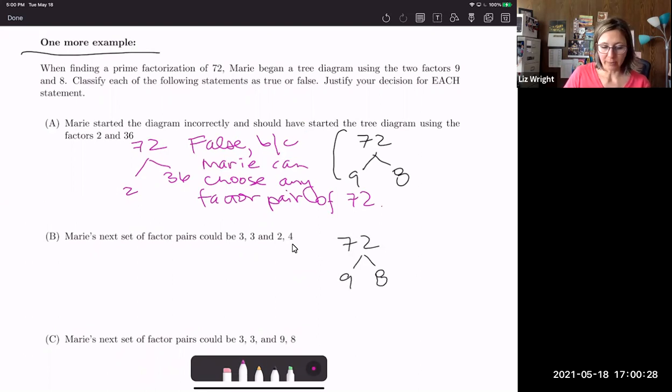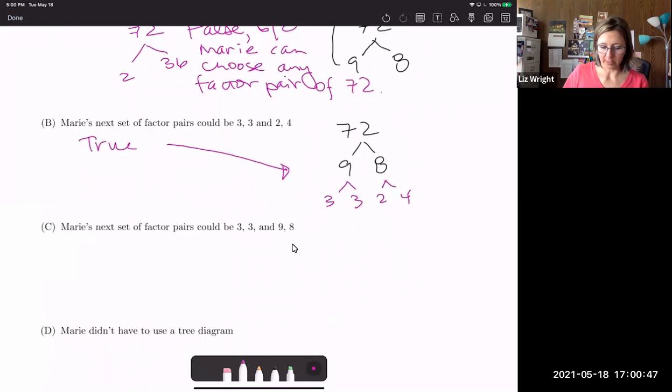Marie's next set of factor pairs could be 3, 3, 2, and 4. True? Could that work? True. We're just going to point an arrow over there to show our work. All right, now I've got to come back up. We're going to start with 72, 9, and 8.